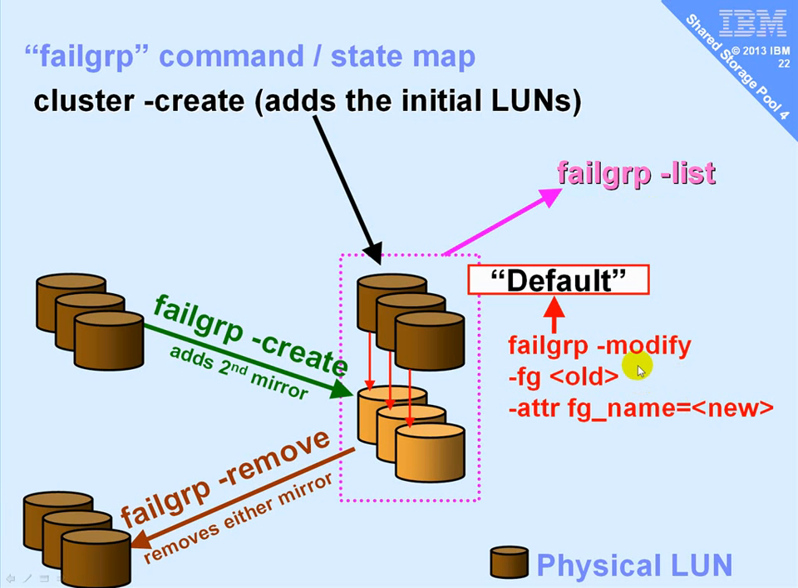We can use the failure group modify command. The only thing we can actually do here is rename if we don't like the default name. Perhaps we want A and B or something for our 2 failure groups to make them more meaningful. Finally, in 20 years' time, when we're dismantling our shared storage pool, we can use the failure group remove command. It can remove either of these copies. You're going to give it a name, so you remove either one of them.